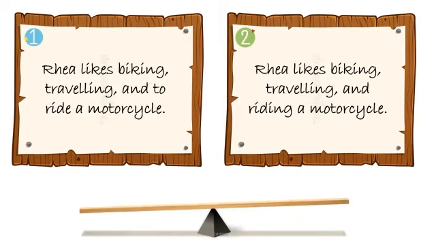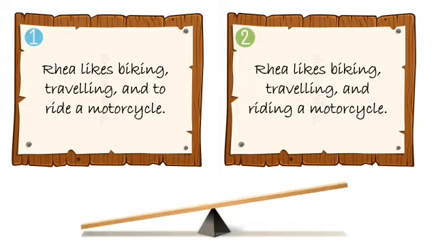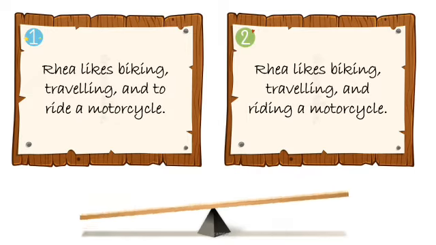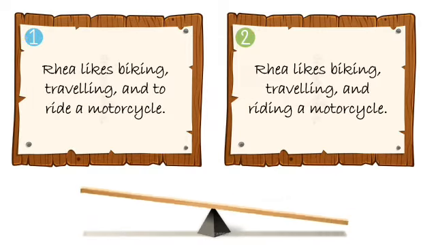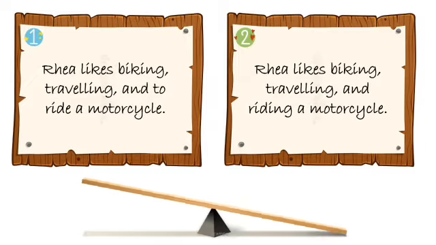Observe these two sentences and figure out the difference. Sentence number 1. Rhea likes biking, traveling, and to ride a motorcycle. Sentence number 2. Rhea likes biking, traveling, and riding a motorcycle.